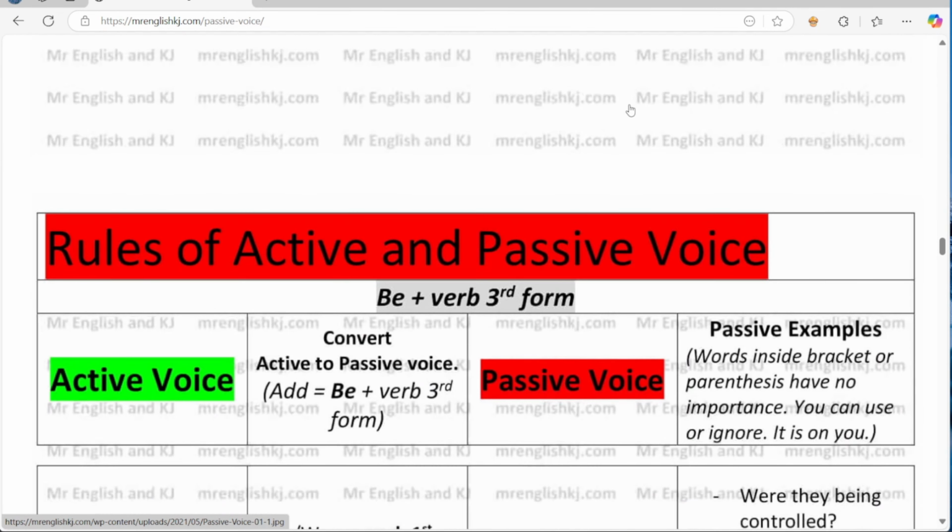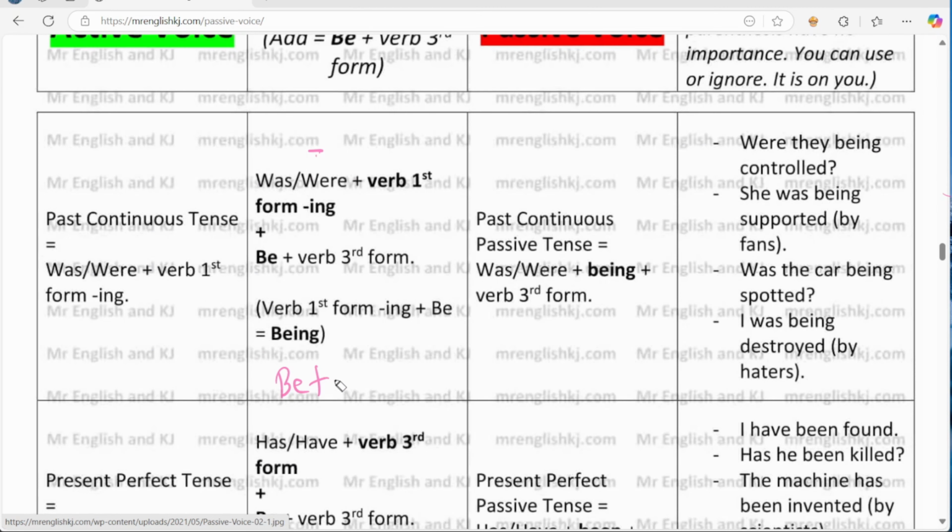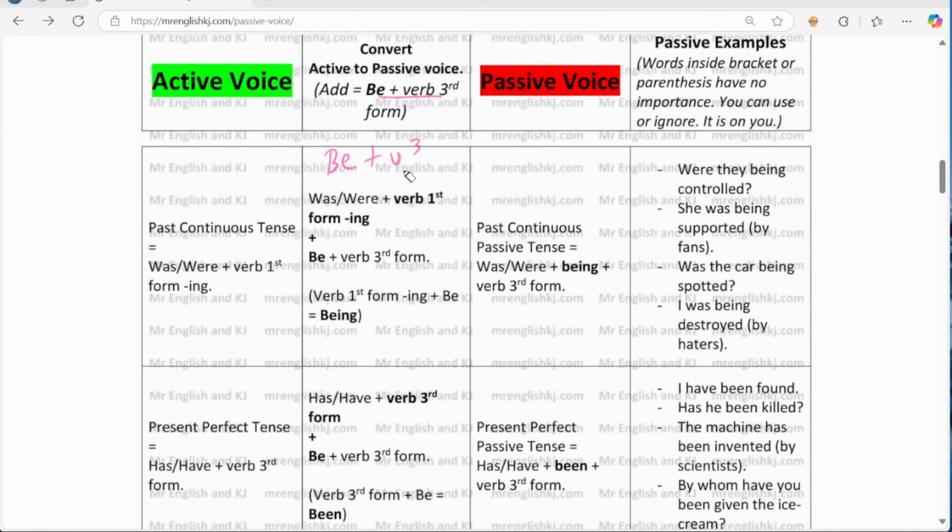Okay. Now, same thing with the past continuous. Be, verb third form, we add everywhere. Was verb first form ing is the rule of past continuous. What we do, we add be with verb first form ing and it becomes being. Let's try to zoom out a little, okay? Because I want to explain more, okay? What we are left with, verb third form. And that's why we have was verb, being and verb third form.